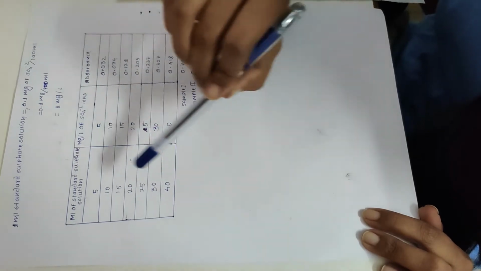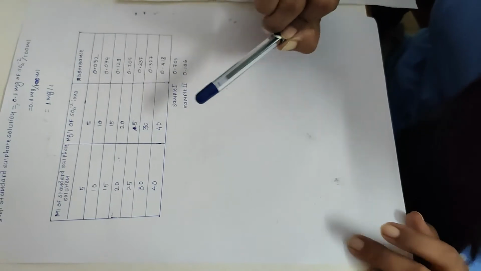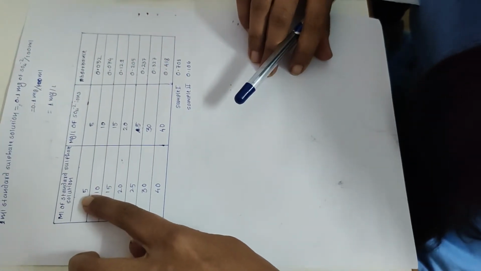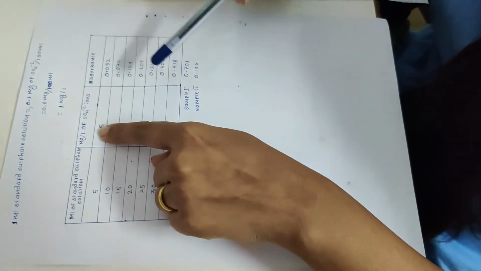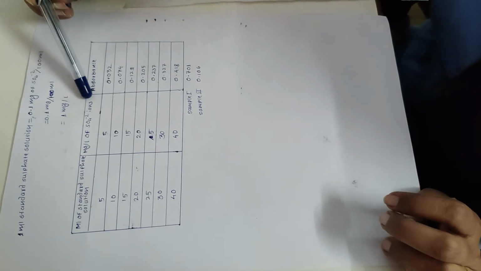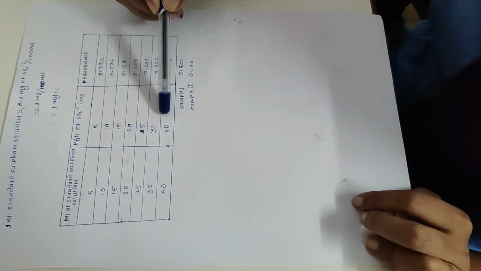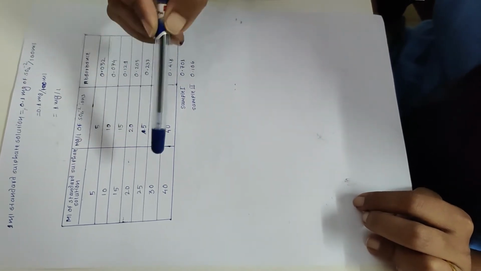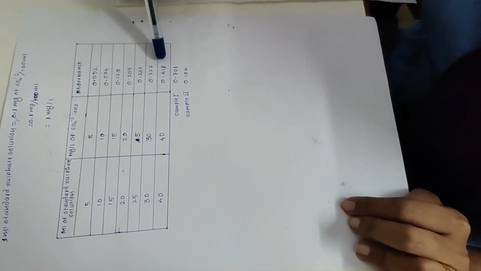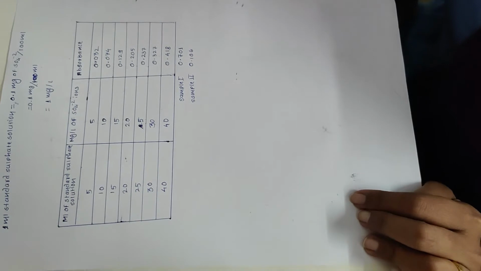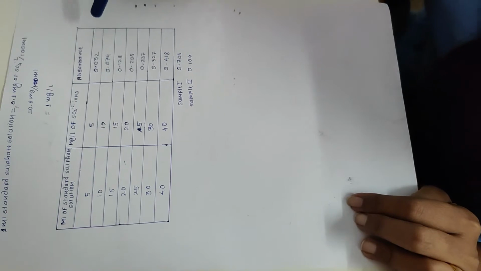So we have calculated for each standard solution concentration. For 5 ml of standard sulphate solution, you will have 5 mg per liter of sulphate ions. Likewise, we have calculated for all the concentrations: 5, 10, 15, 20, 25, 30 and 40 respectively. And these are the absorbance values that we have taken from the spectrophotometer at 420 nanometer. So what do we need to do?